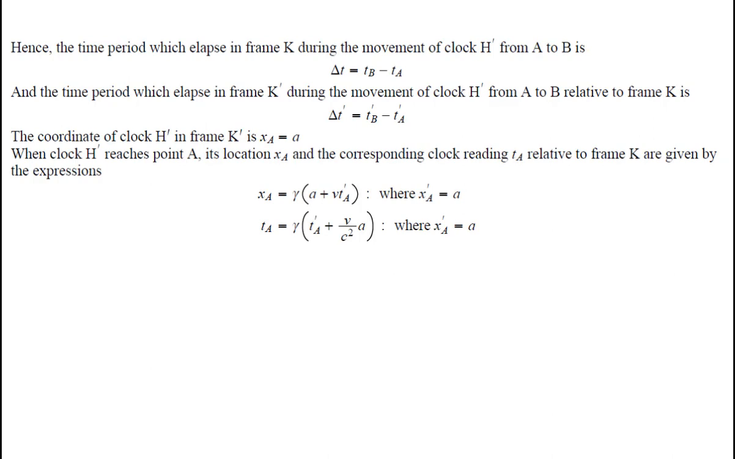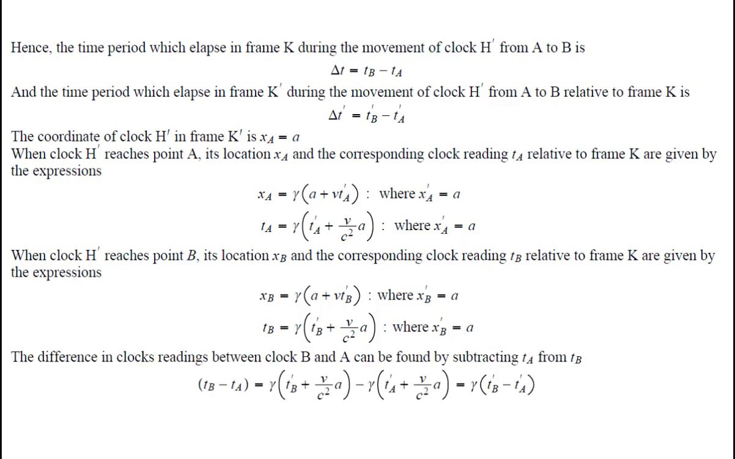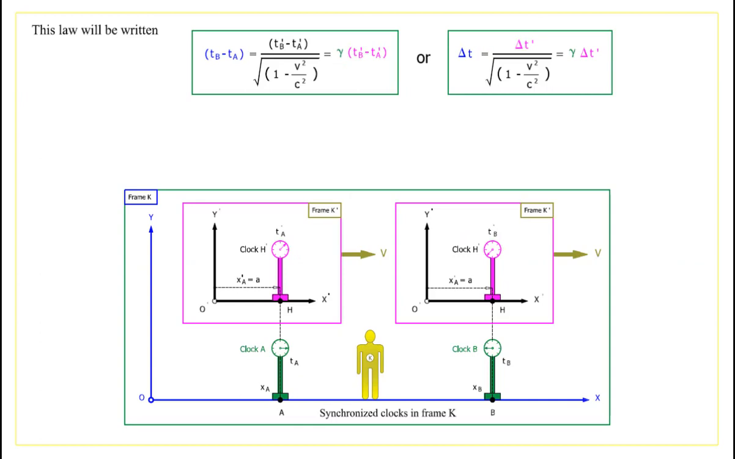When clock h' reaches point A, its location xa and the corresponding clock reading ta relative to frame k are given by the following expressions, where x'(a) equals a. When clock h' reaches point B, its location xb and the corresponding clock reading tb relative to frame k are given by the following expressions, where x'(b) equals a. The difference in clock readings between clock B and A can be found by subtracting ta from tb. This law will be written as delta t is equal to gamma times delta t'.